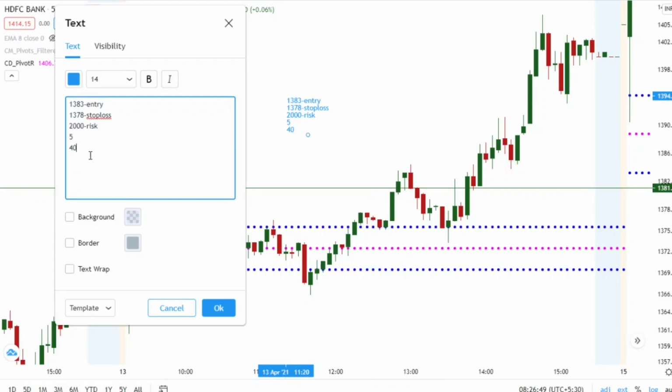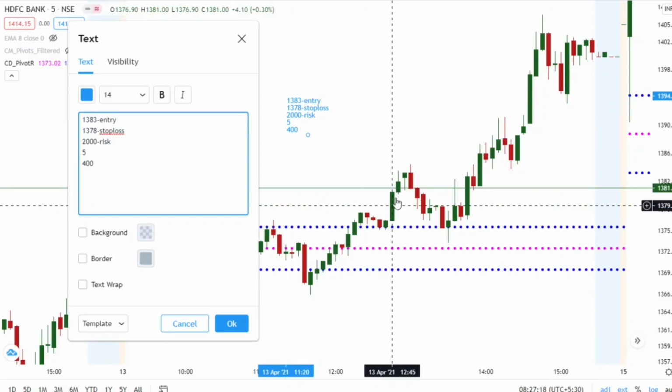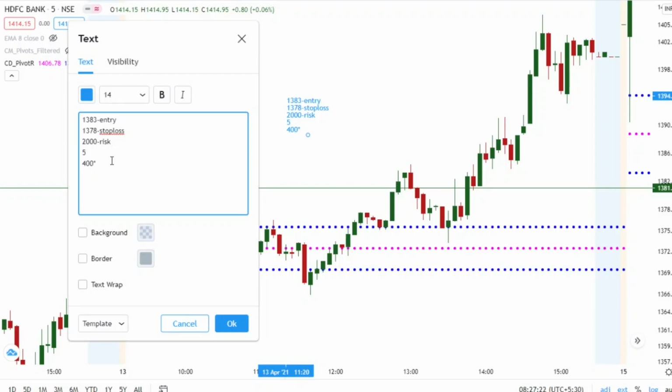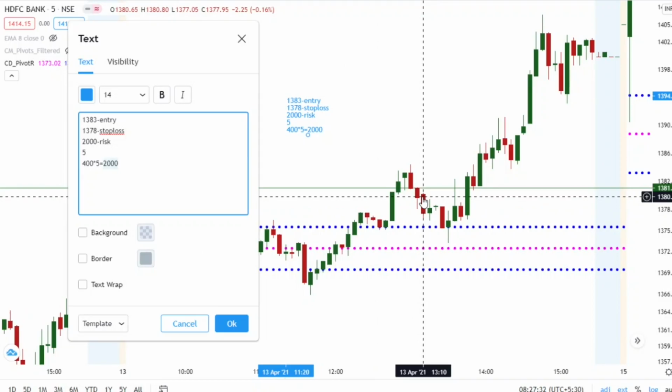I thought the market would move in my direction, but it reversed after some time. You bought 400 quantities with 5 rupees risk per share, so that becomes your 2000 rupees risk. Your 2000 rupees risk has been hit, and you are ready for that loss because you calculated your risk, your quantity, and your risk per trade. Everything is fine. You don't have any problem.